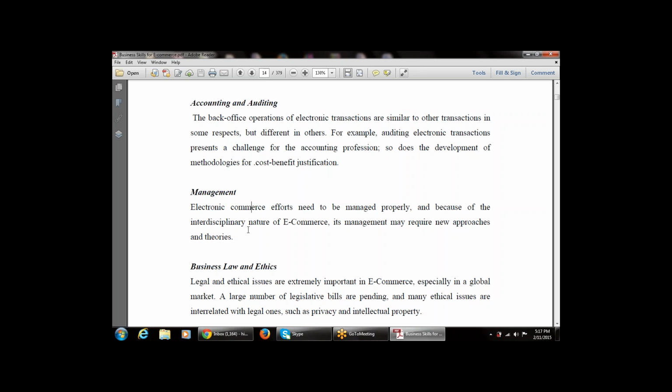Everyone who is using e-commerce follows some rules and regulations, just as we follow on the internet. As I told you, there are protocols, which are the rules and regulations we follow on the internet. In the same way, there are rules and regulations available for e-commerce, so we can use e-commerce in a global market. A large number of legislative bills are pending, and many ethical issues are interrelated with legal ones, such as privacy and intellectual property. These are the various properties available with e-commerce for business laws and ethics.